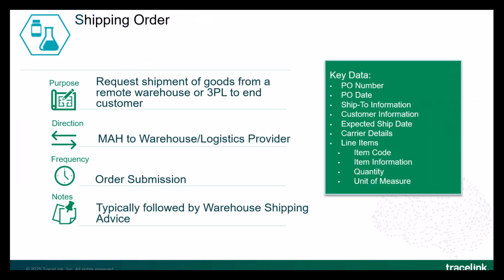When I as an MAH want to instruct my 3PL to send a shipment to a customer, I'd use this transaction. This is similar to a purchase order for the warehousing world. The warehouse or 3PL uses this information to pick, pack, and ship the products detailed in the shipping order. The 3PL arranges transportation and informs the MAH of those details.